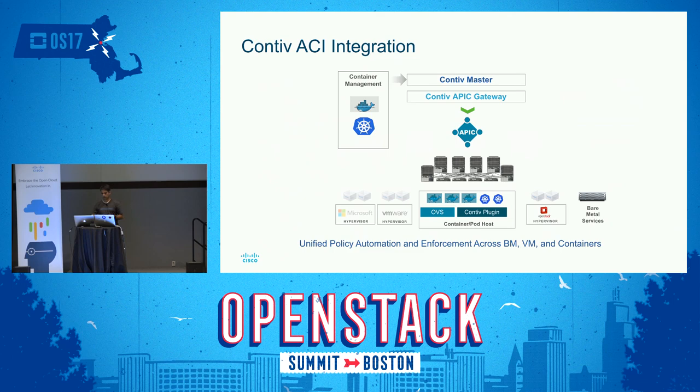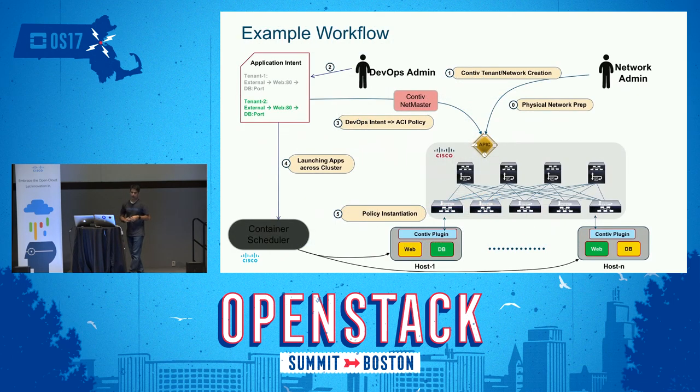So just as an example, how it all works together. This is a sample workflow, how people use Contiv and ACI. A network admin goes and creates the objects that they already do with ACI. They define a tenant for the network, create a network, and so on. And then all of that information is exposed to Contiv because Contiv is integrating with APIC. So you define them in your APIC controller inside your ACI. Contiv ingests that information, and that information is available to you in the container landscape.